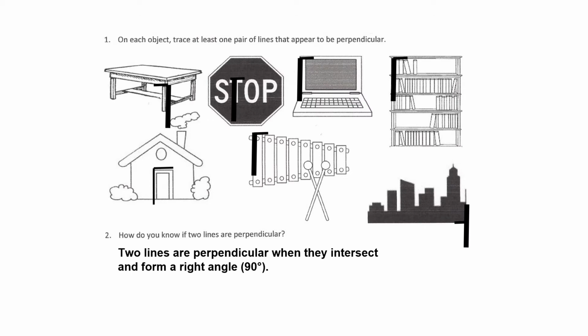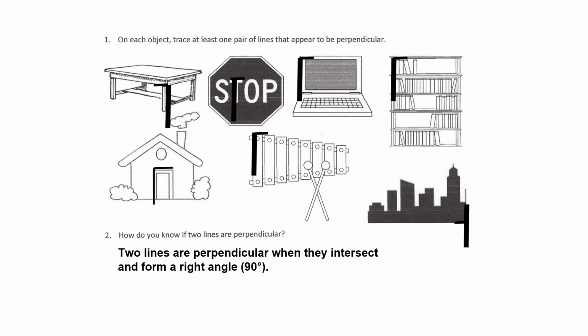Let's begin. On each of these objects, you're going to trace at least one pair of lines that appear to be perpendicular. Now I only did one, but you might be able to find more. You have to use either a pen or something dark enough so that we are able to see it. So this creates a right angle on this table. The T creates a right angle in stop. The corner of the computer creates a right angle that creates perpendicular lines or 90-degree angle.